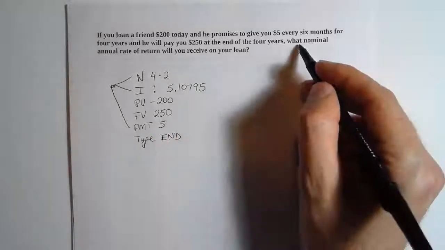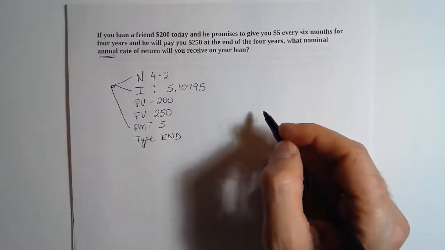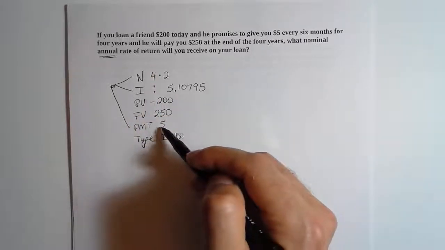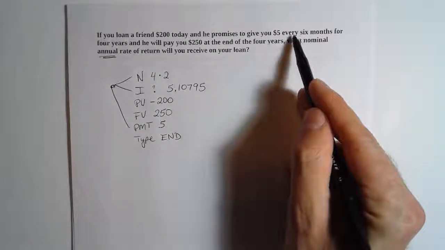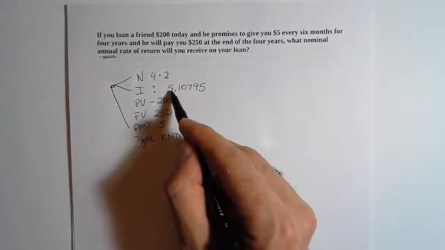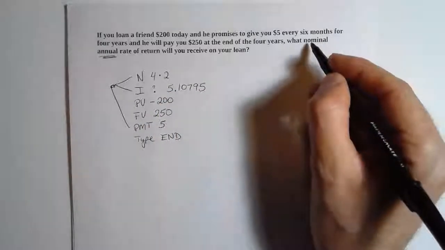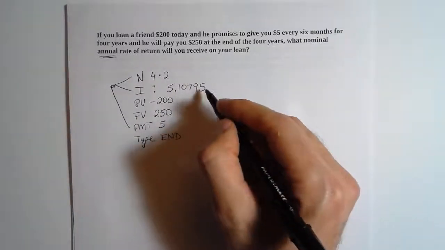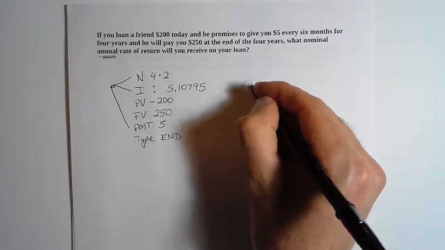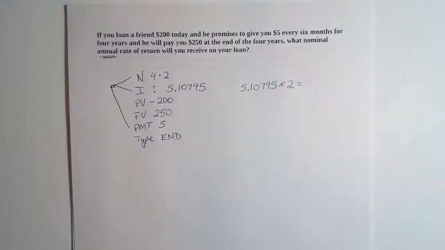The problem is asking you for the nominal annual rate of return on the loan, but notice that N was the number of semi-annual periods, and the payment was $5 per semi-annual period, so per 6 months. There are 2 6-month periods in a year. So that means that this interest rate that I've gotten is the interest rate per semi-annual period. Since the problem is asking for the nominal annual rate, all we need to do is double this in order to get the actual answer. So if we take the 5.10795 and multiply by 2, I'll give you a moment to work that out.